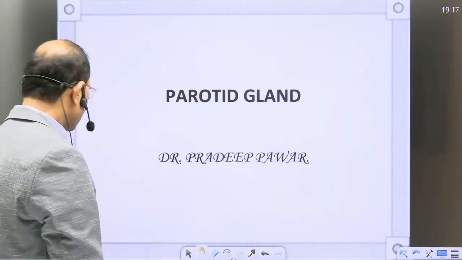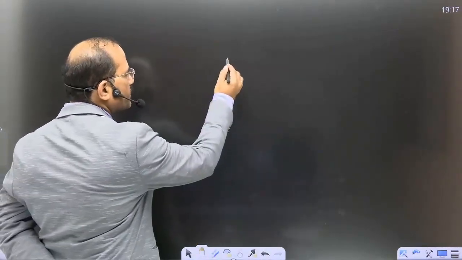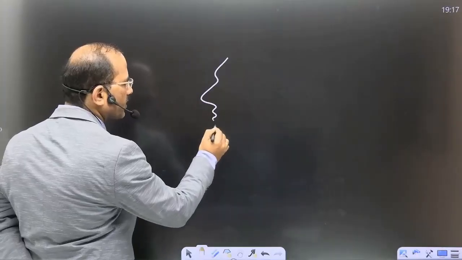And if you try to understand this parotid gland, where is it located? There's an area here into which the parotid gland fits, and this is what we call the parotid mold. I'll draw a slide for you students. This slide we have been drawing right from the beginning of the lectures.